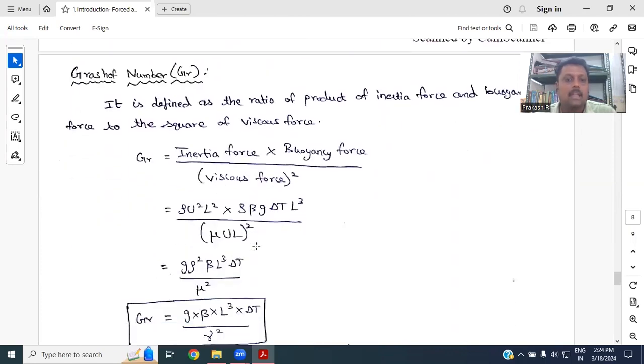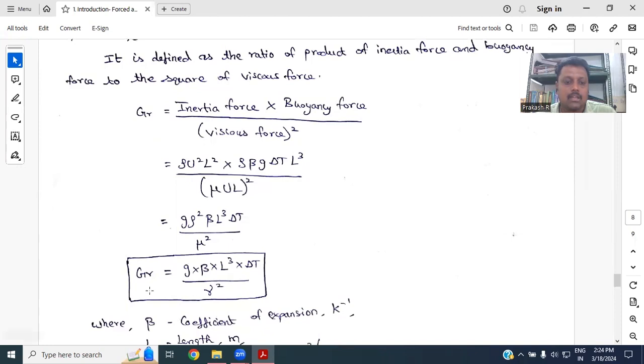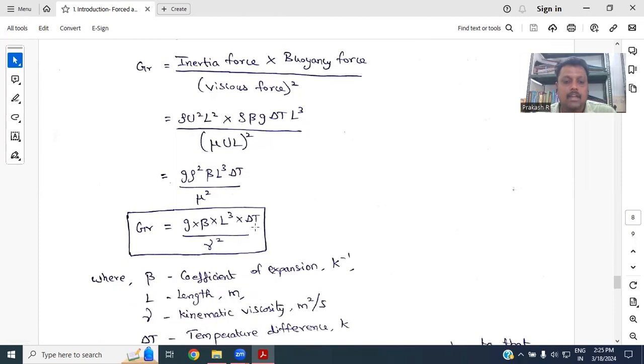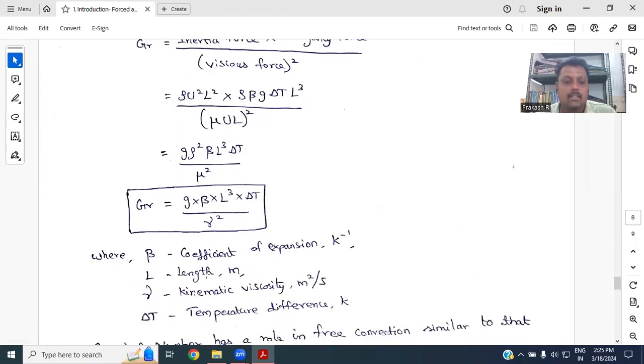And the fourth number will be the Grashof number. The Grashof number is defined as the ratio of the product of inertia force and buoyancy force to the square of the viscous force. By substituting the suitable values of inertia force, buoyancy force and viscous force, the final equation becomes Gr is equal to g into beta L cube into delta T divided by gamma square, where g is the acceleration due to gravity, beta is the thermal expansion coefficient, L is the length, delta T is the temperature difference, and gamma is the kinematic viscosity. So this is the equation when we are solving problems on a flat plate.